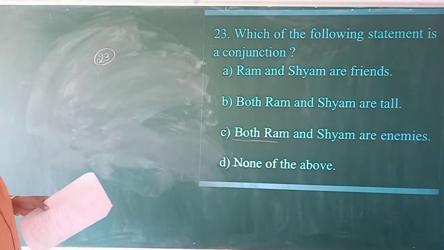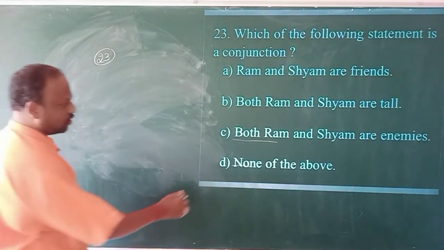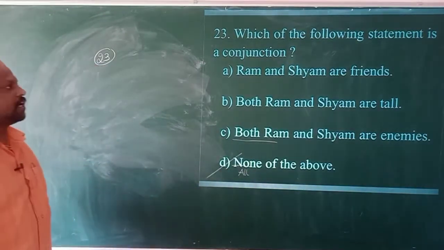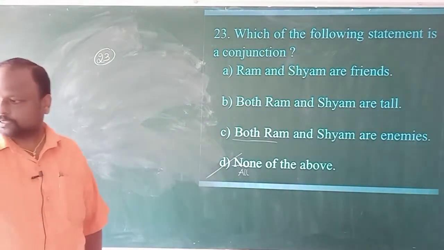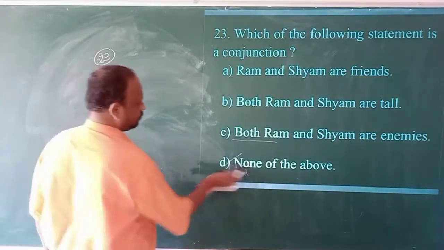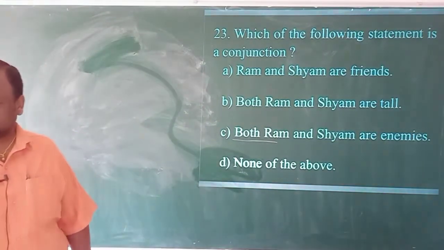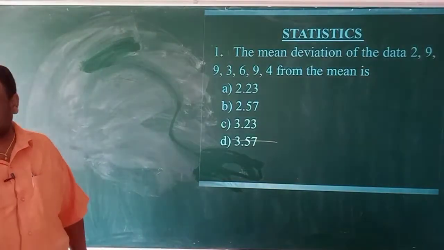Which of the following statements is a conjunction? Here it is none of the above, all of the above. Option D, because Ram and Shyam are friends, both Ram and Shyam are tall, both Ram and Shyam are enemies. So these are the questions we come across in mathematical reasoning.